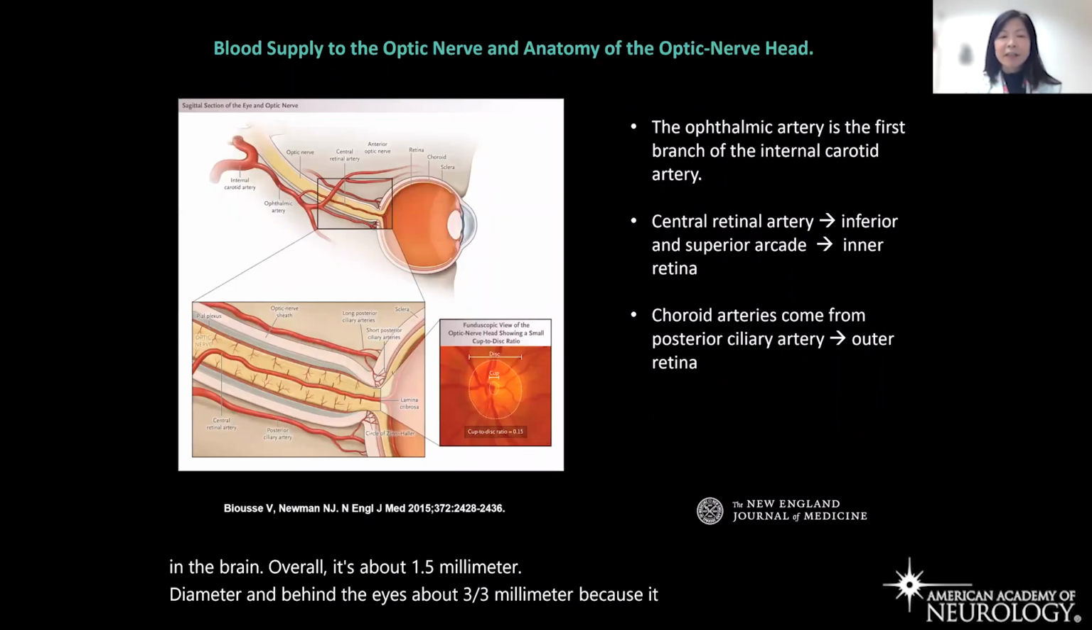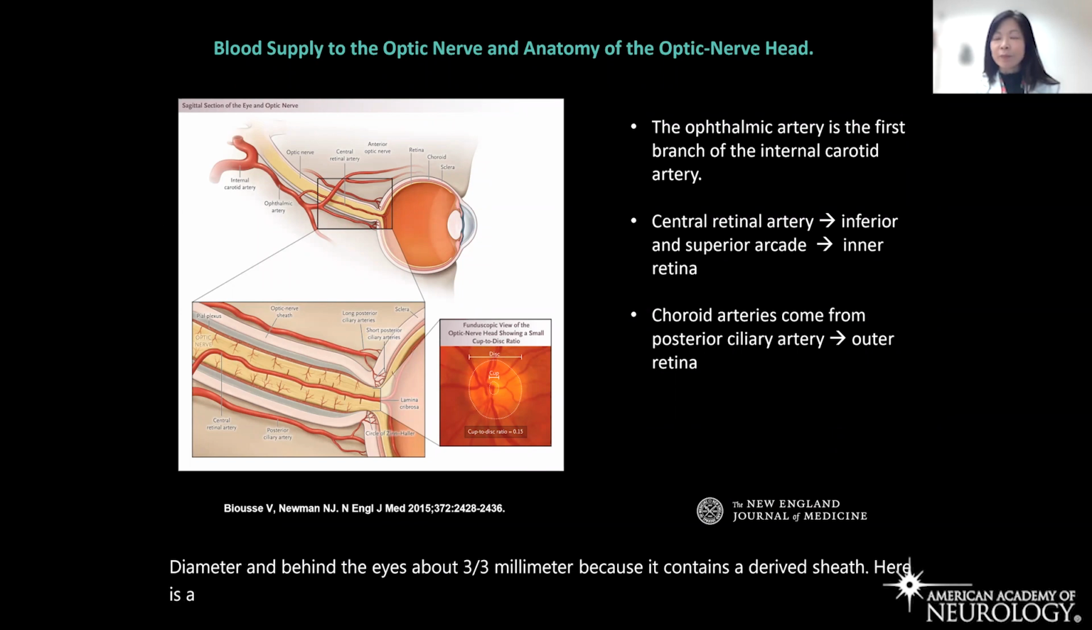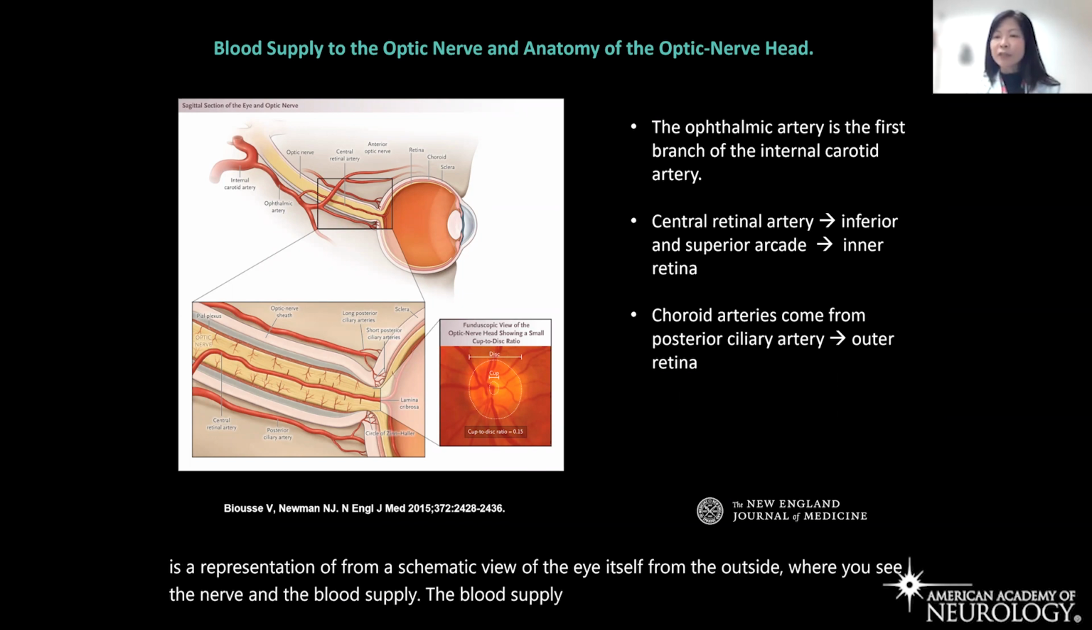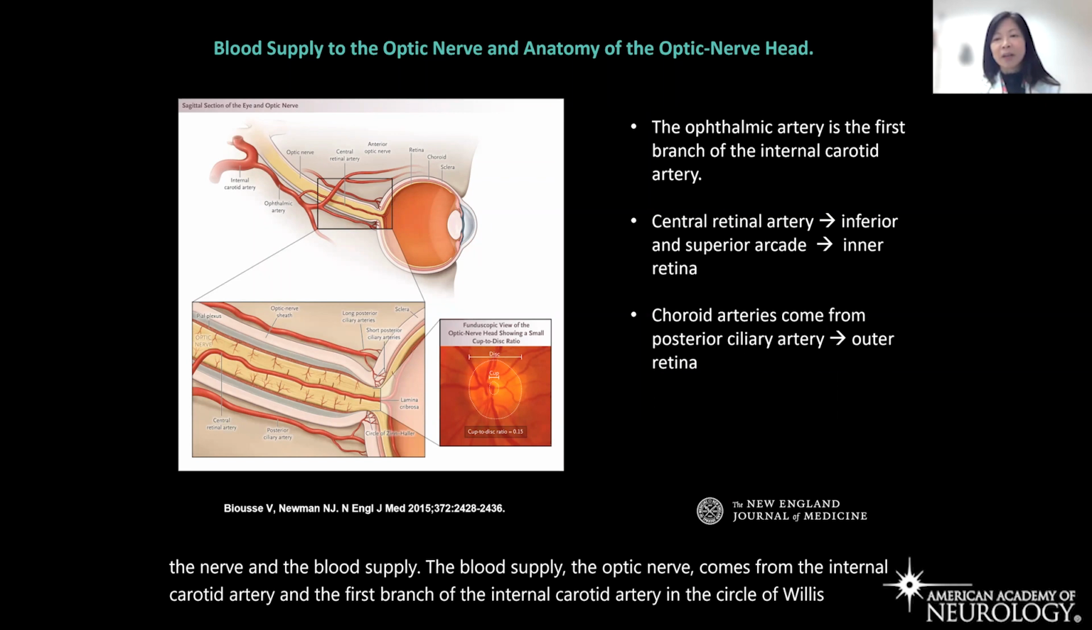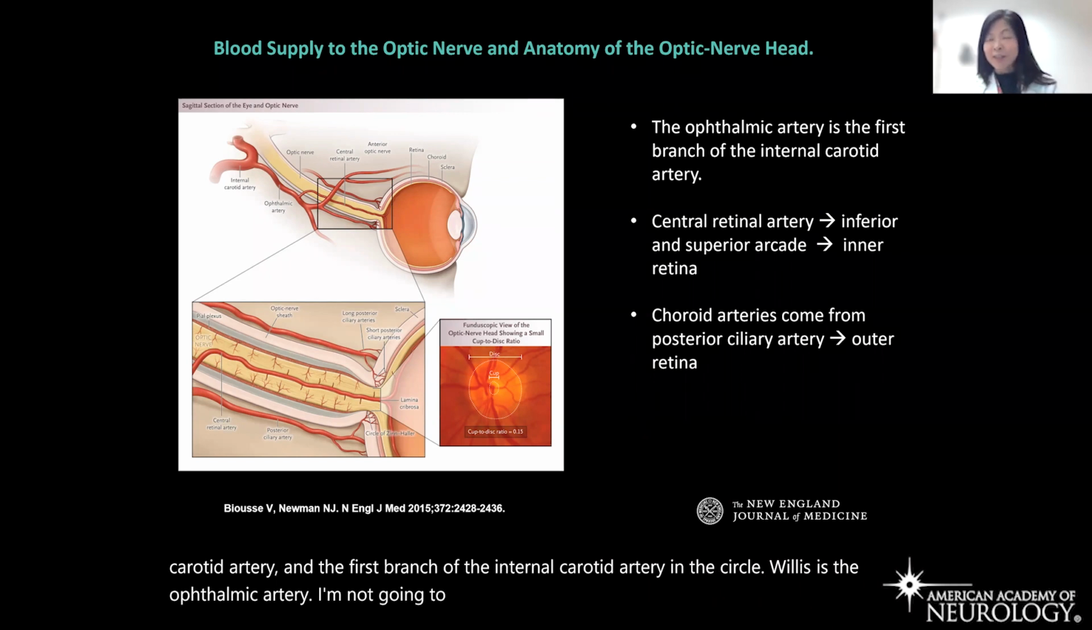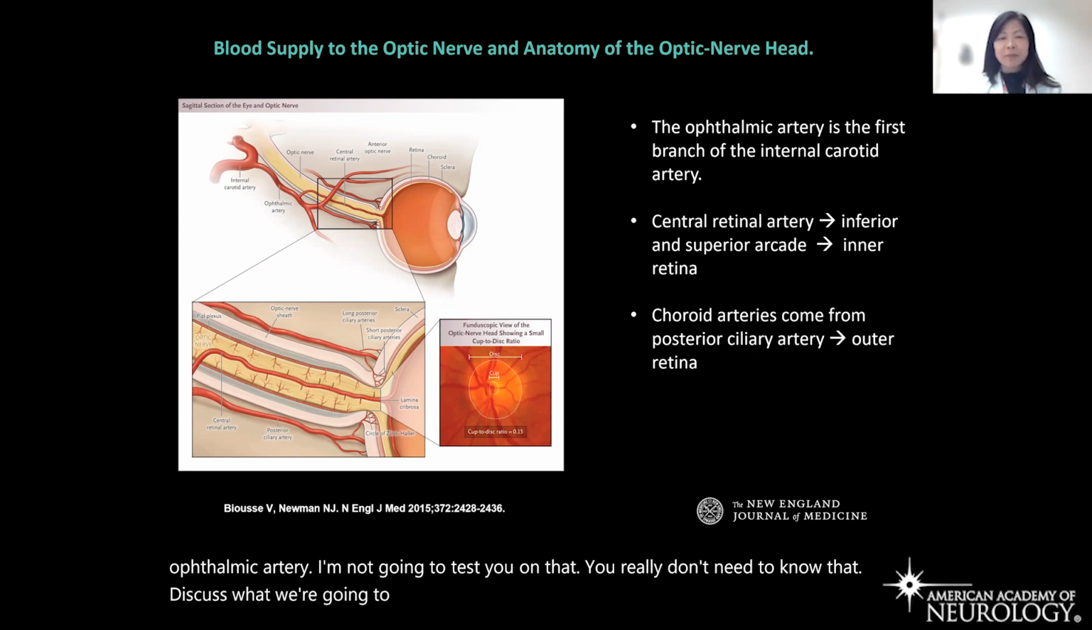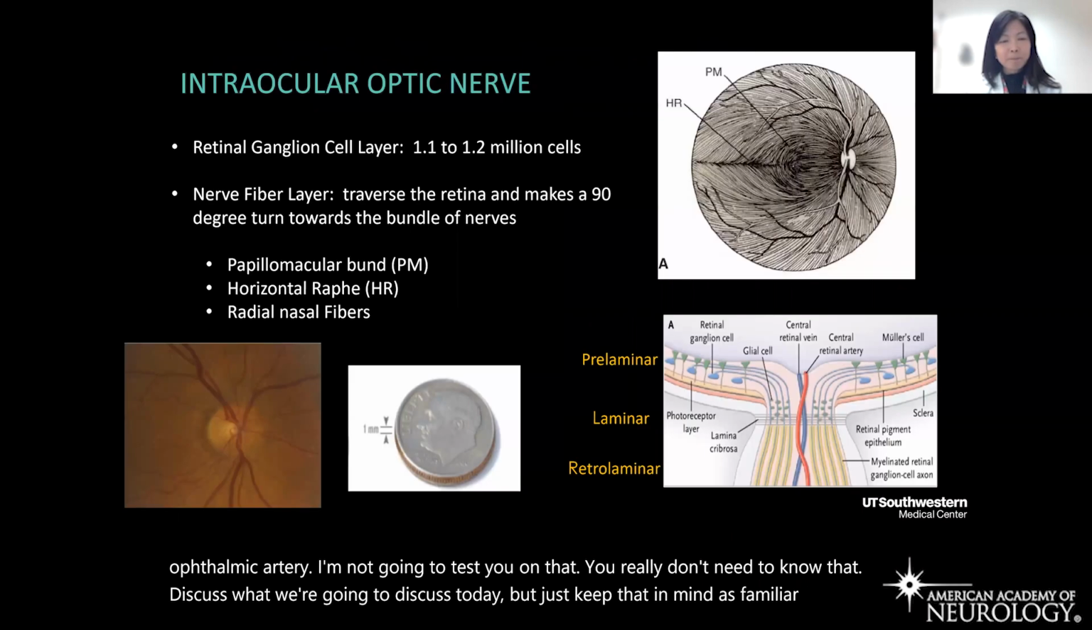Overall, it's about 1.5 millimeter in diameter, and behind the eye, it's about 3 millimeter because it contains the dural sheath. Here's a schematic view of the eye from the outside, where you see the nerve and the blood supply. The blood supply to the optic nerve comes from the internal carotid artery, and the first branch of the internal carotid artery in the circle of Willis is the ophthalmic artery. I'm not going to test you on that. You really don't need to know that to discuss what we're going to discuss today, but just keep that in mind as familiar information for you.